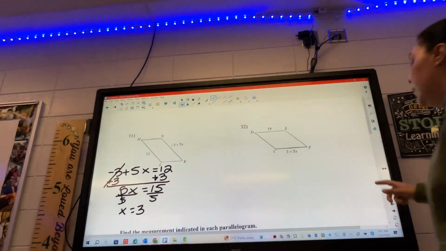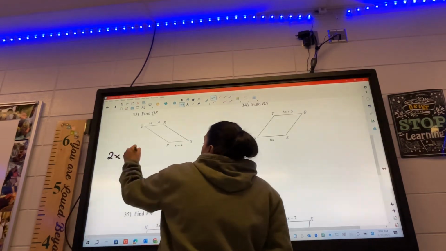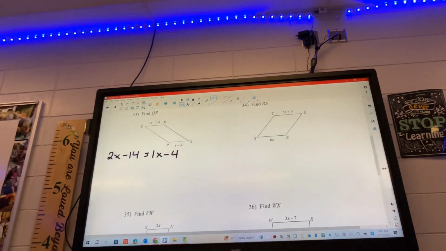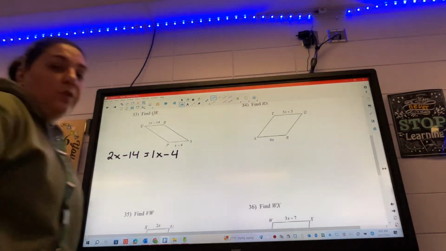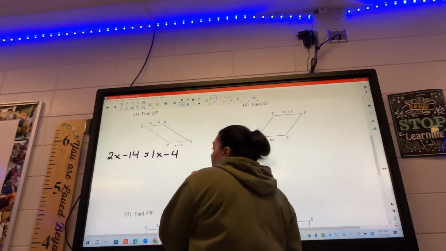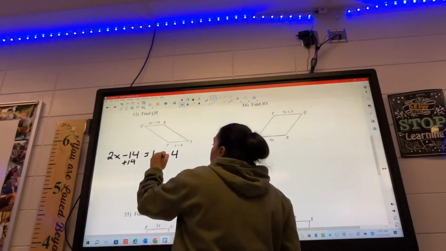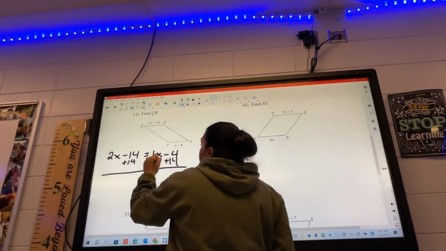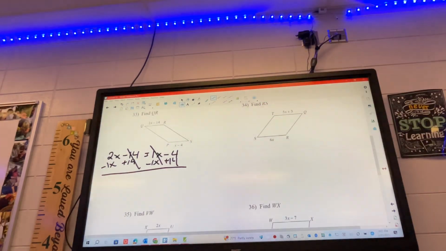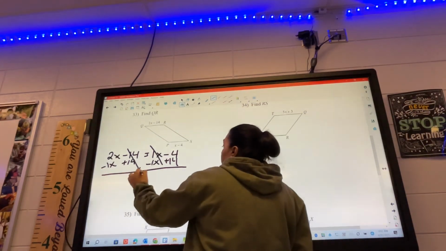33, we're gonna set the two equal to each other. So we're going to say 2x minus 14 equals 1x minus 4. Okay, we're going to move our letters to the left and the numbers to the right. Who needs moved? The 14, so we're going to say plus 14, and a minus 1x and a minus 1x. Okay, 2x minus 1x is 1x. Negative 4 plus 14 is 10.